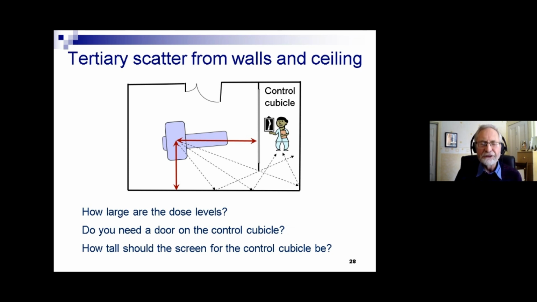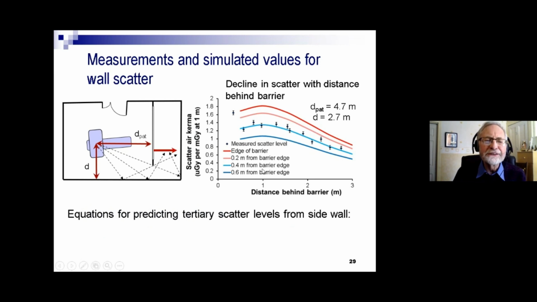But as Dave mentions, there's also tertiary scatter. So how large are these dose levels? Do you need a door on the control cubicle? How tall should the screen be? So we did quite a lot of measurements and also calculations to simulate how the scatter changes as you move a distance behind the barrier. So this shows some of our measurements compared with some of our calculations. All this was really done to derive some equations that we could use to make reasonable assessments of the scatter.